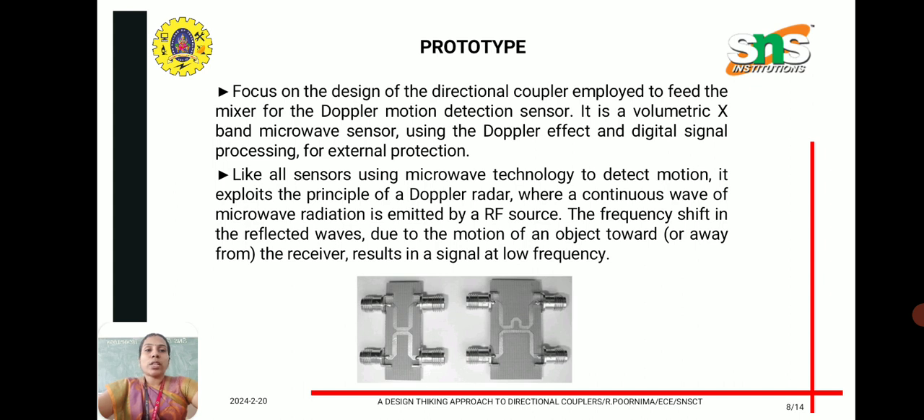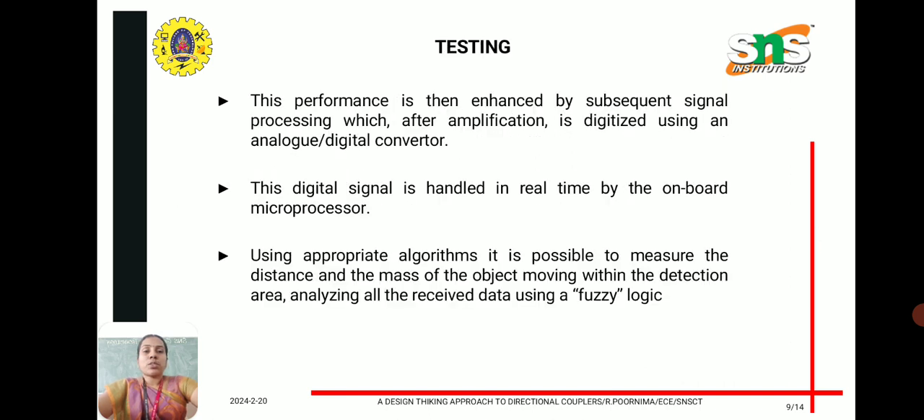By calculating the frequency shift in the reflected wave due to the motion of an object toward or away from the receiver, it results in a signal at low frequency. This image shows the directional coupler design. Next we are going for the testing part. It is based on the previous results obtained from the literature of the directional coupler.